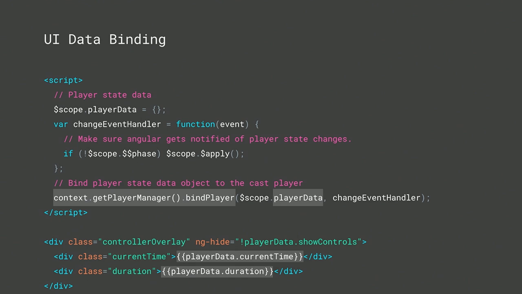At the top of this code, we're doing a bunch of setup for Angular. I'm sure many of you are familiar with Angular. Basically what we're doing is binding the player to the player's data. Then at the bottom, you can see in a handlebar mustache type syntax where every time the current time changes or the duration changes, those are bound with a single line of code.